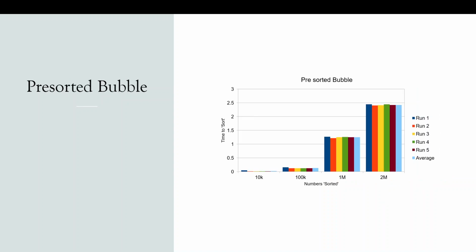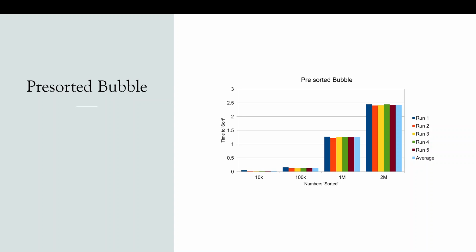So I also wanted to give bubble sort the best chance it has. See, bubble sort is really only bad when it's not in its best case scenario. So I decided to give it its best case scenario. I did the exact same amount of numbers, 10k, 100k, 1 million, 2 million, but made sure the numbers were already in order.